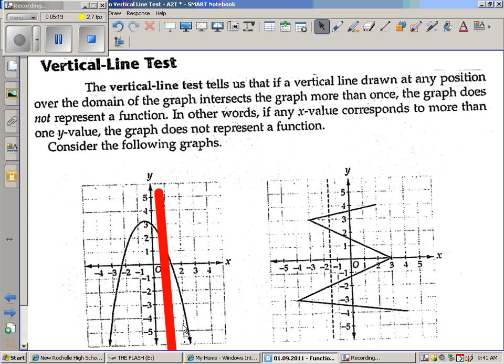I'm sweeping my hand through. It's only hitting once. This is definitely a function. Now let's go to this other one. Take a look. At that spot right there, it hits here, here, here, and here. So it's not a function.